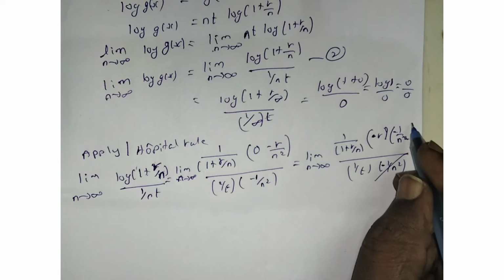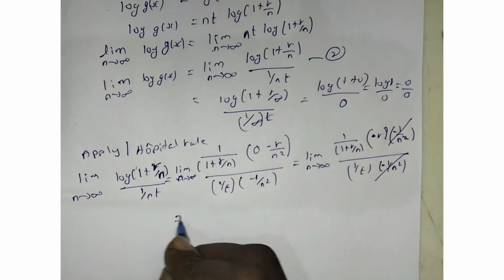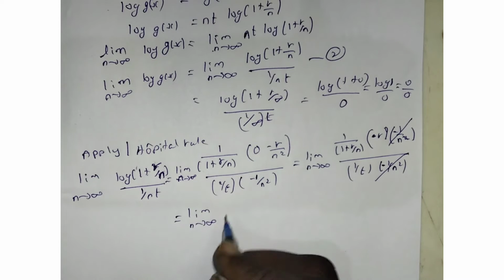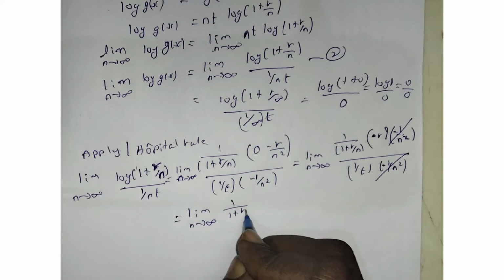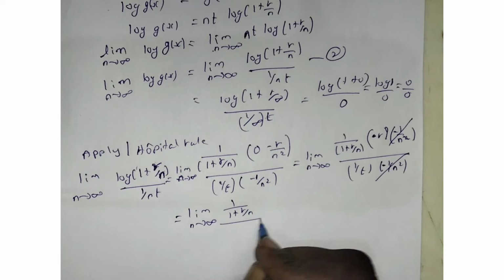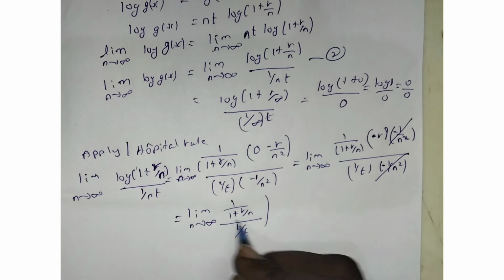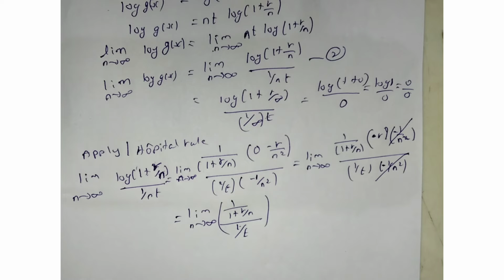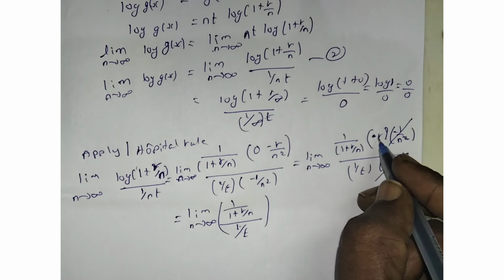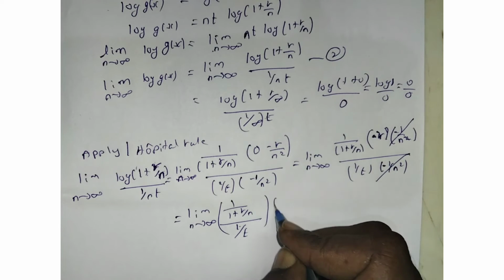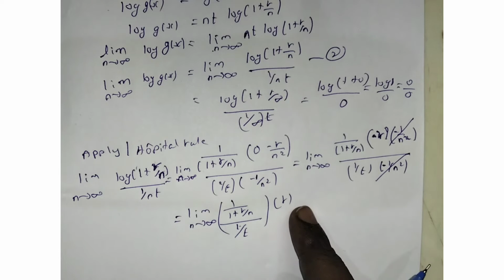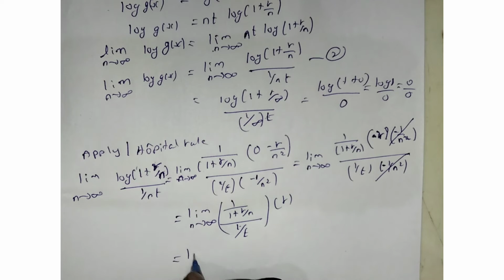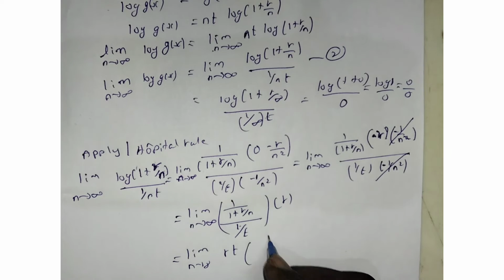Then minus 1 by n square, minus 1 by n square cancel. Then we have the limit n tends to infinity 1 by 1 plus r by n, whole divided by 1 by d. This is the value. Now we can substitute the value. Here r is there, right? The numerator is r. Now 1 by d comes to the numerator and becomes a multiplication. So the limit n tends to infinity becomes rd into 1 by 1 plus r by n.